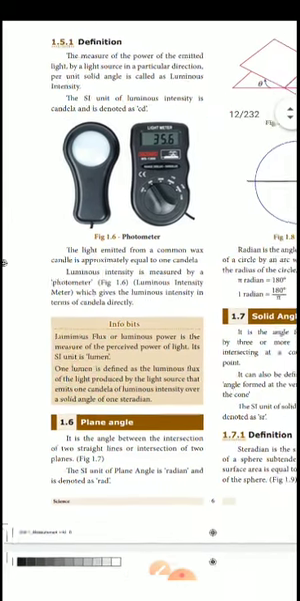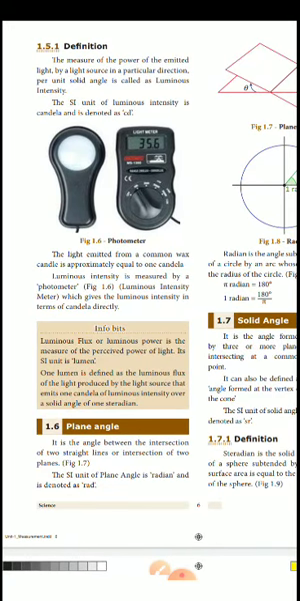It is denoted by the letters cd. The light emitted from a common wax candle is approximately equal to 1 candela. Luminous intensity is measured by a photometer. So the term candela is important.